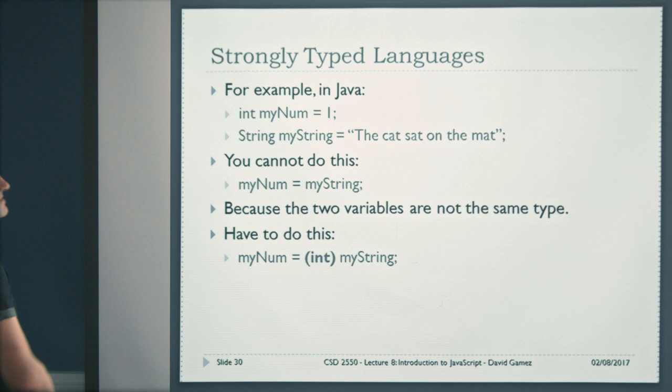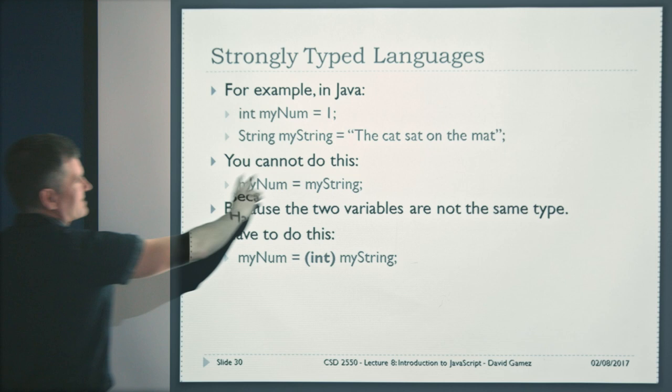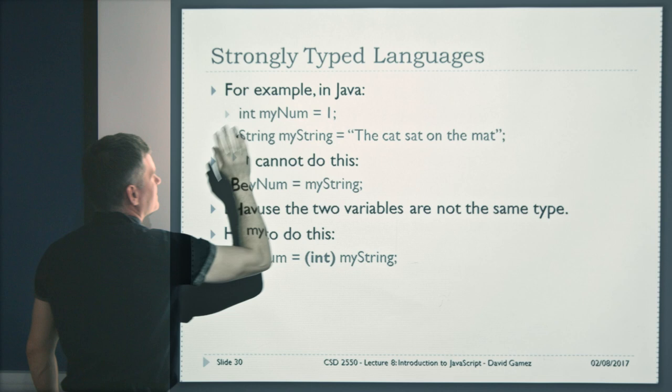What you can't do in Java is assign myString to myNumber, because they're different types, and so it's incompatible to assign a variable of one type to a variable of another type. It won't let you do that. The programming language will rule it out. And that's with strongly typed languages.